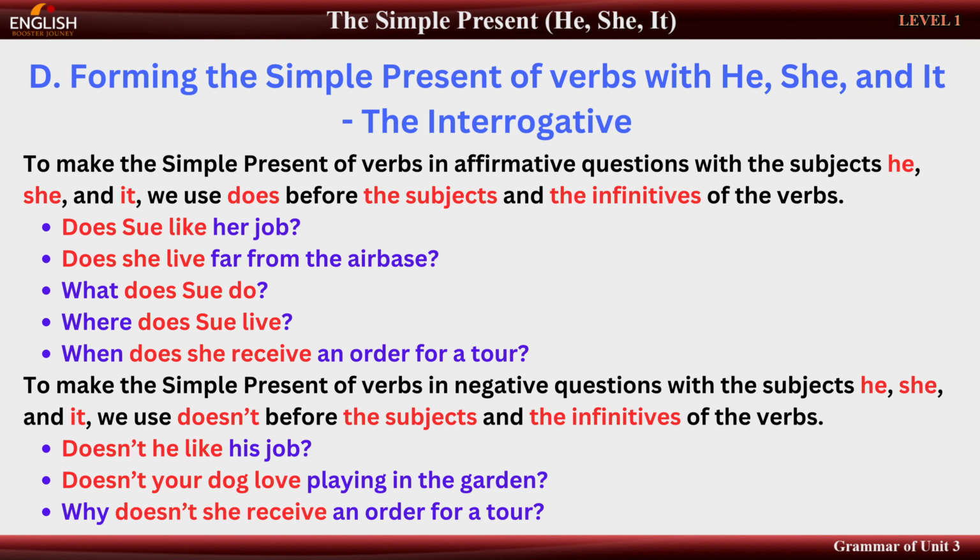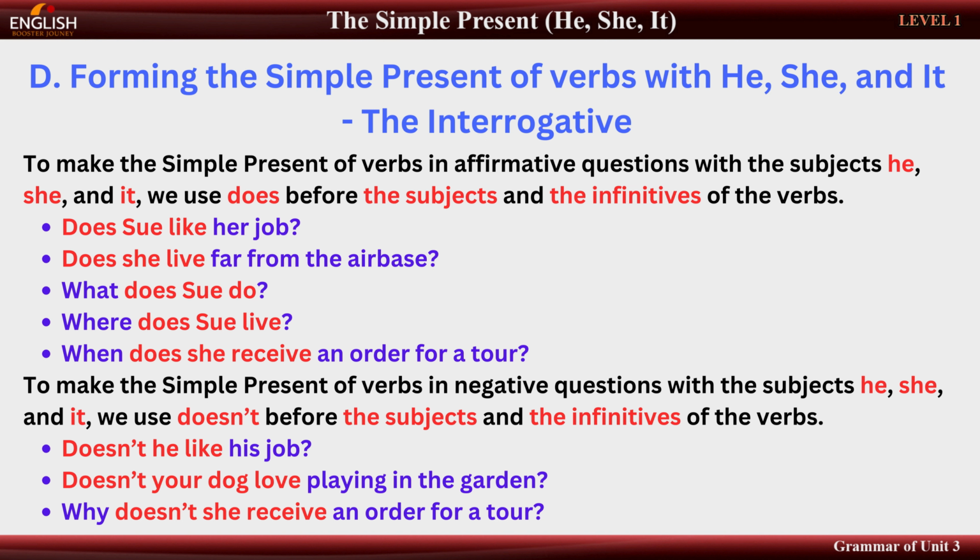D. Forming the simple present of verbs with he, she, and it, the interrogative. To make the simple present of verbs in affirmative questions with the subjects he, she, and it, we use does before the subjects and the infinitives of the verbs. Does Sue like her job? Does she live far from the airbase? What does Sue do? Where does Sue live? When does she receive an order for a tour?